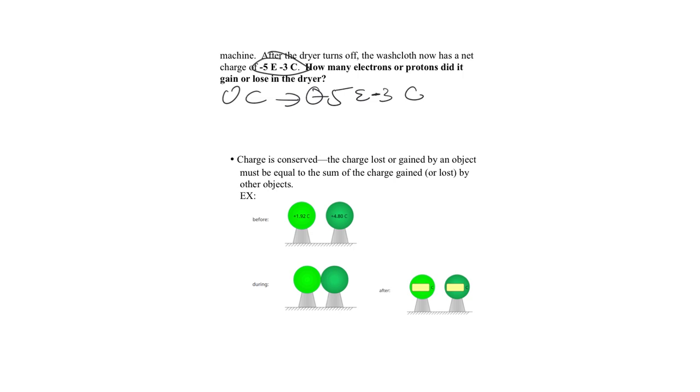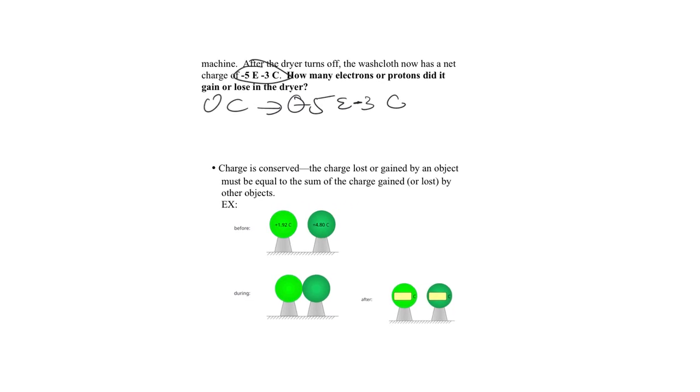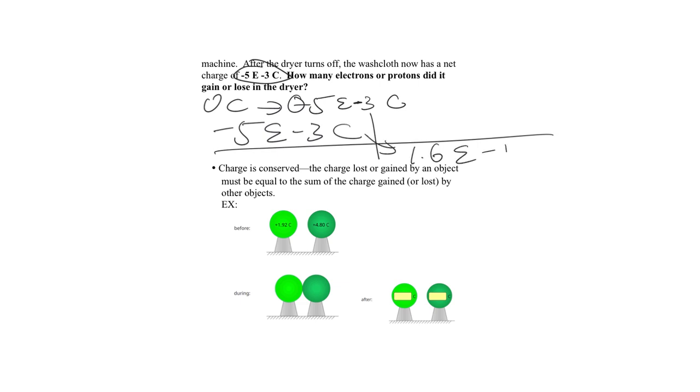How many? Well, what I have to do is convert that to electrons. So -5 e to -3 coulombs. There's 1.6 e to -19 coulombs in 1 electron. So that's my answer. That's how many electrons this object, the washcloth, gained because it became negative.